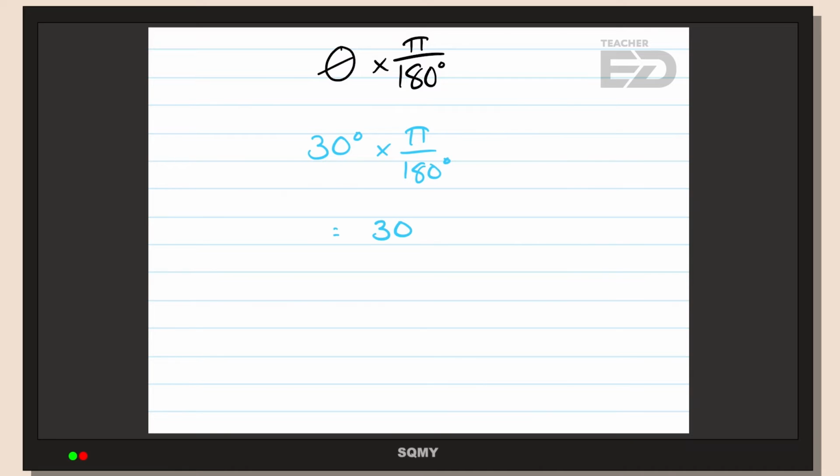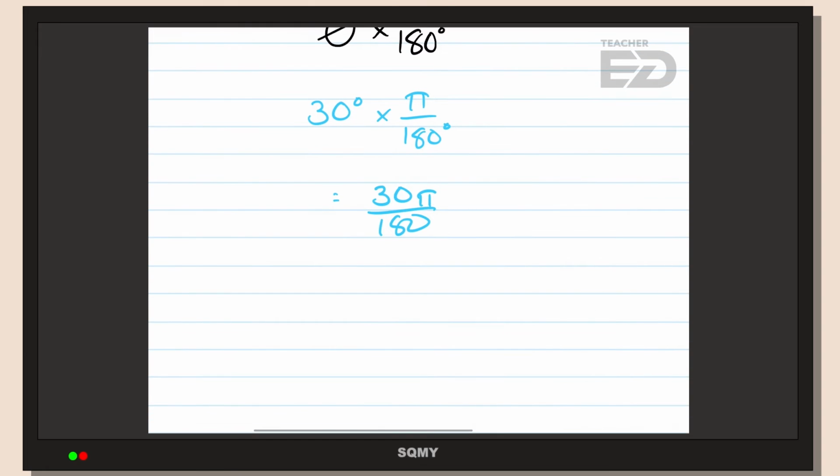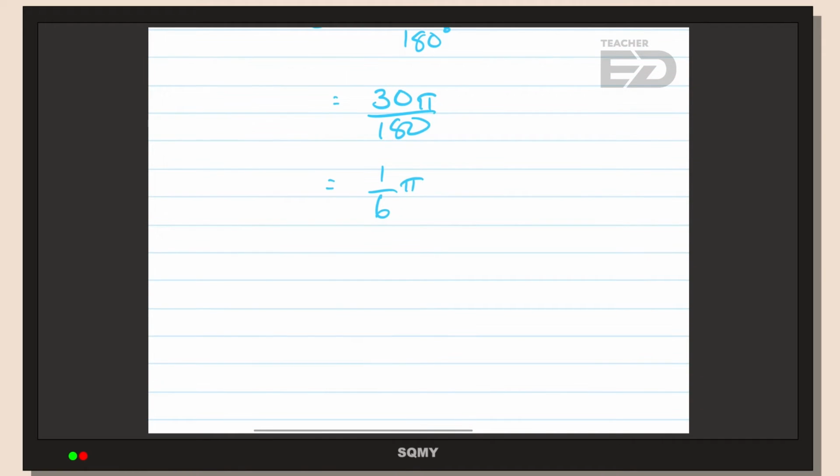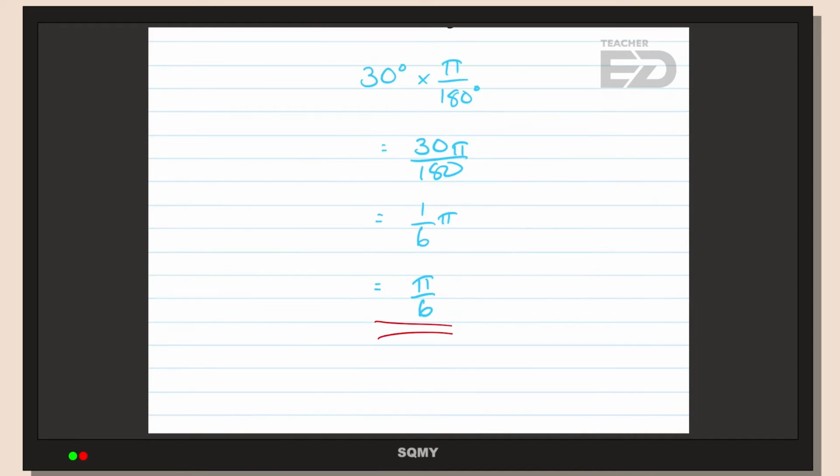We're going to multiply that out, so that gives me 30 pi over 180. We don't want to leave it as such a big fraction, so we can reduce that down into its smallest numbers. We know 30 over 180 is the same thing as 1 over 6 pi. And to simplify that even more, we can say pi over 6. That would be your final answer there. So we can say that 30 degrees is equal to pi over 6 radians.